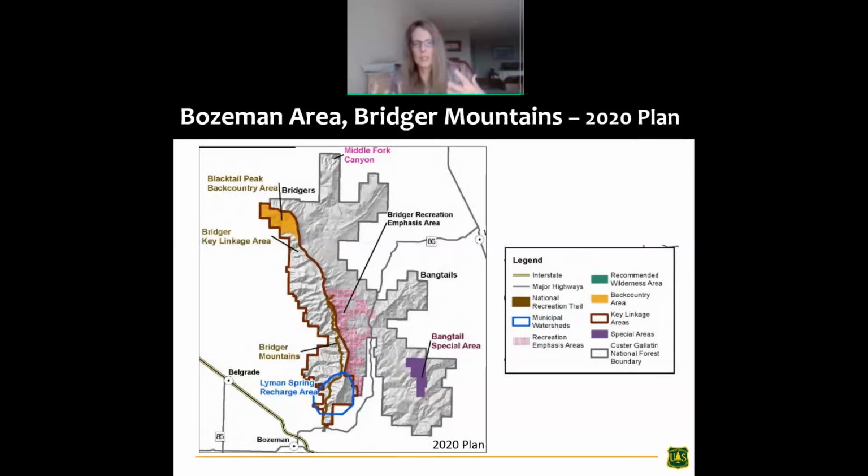The greater Yellowstone ecosystem, the idea is to allow for dispersal from this ecosystem, particularly up to the Northern Continental Divide. So some uses are limited in there for that purpose. At the northern end of the Bridgers is a backcountry area around Blacktail Peak. Again, and then around Bridger Bowl, not surprisingly, a recreation emphasis area around Bridger. At the south end of the Bridger Mountains is a blue circle, Lyman Springs recharge area, and this is important for Bozeman's water supply.